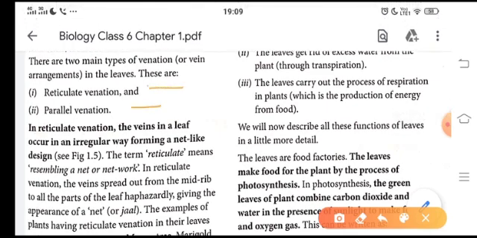Now, in reticulate venation, the veins in the leaf form a network. They are an irregular network of veins forming a net-like design. You must have seen the net, children. And in a net, they are irregular in shape. Similarly, here also they form a network-like structure, and this type of venation is known as reticulate venation.